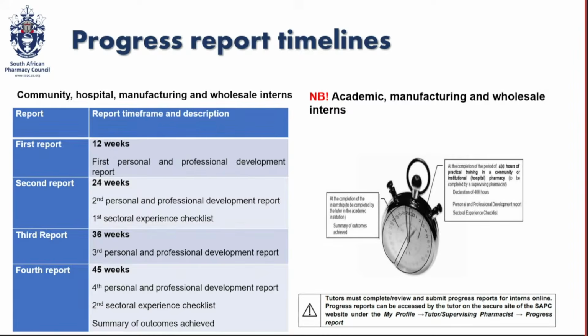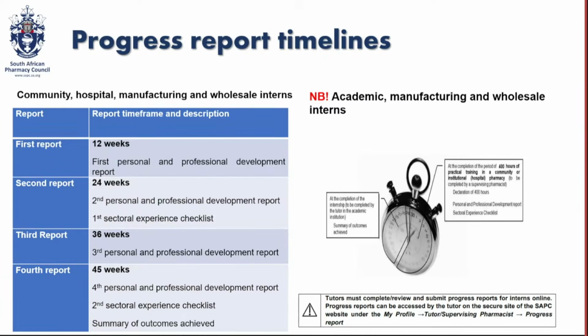In terms of the academic interns, at the completion of the 400 hours of practical training in a community or institutional pharmacy, the supervising pharmacist within that facility must sign them off and provide feedback and assist them during that process as well. So all of that needs to happen even with academic interns, or if they're working in a manufacturing or a wholesale site.